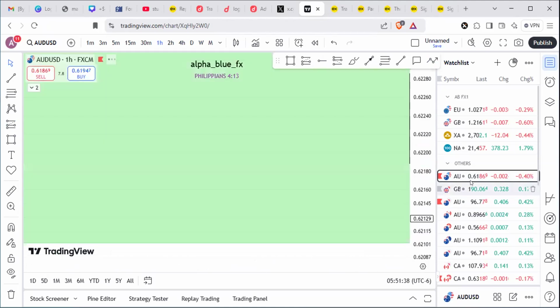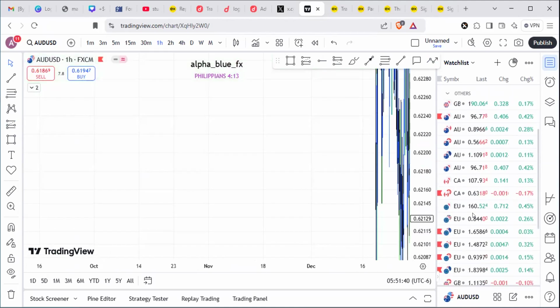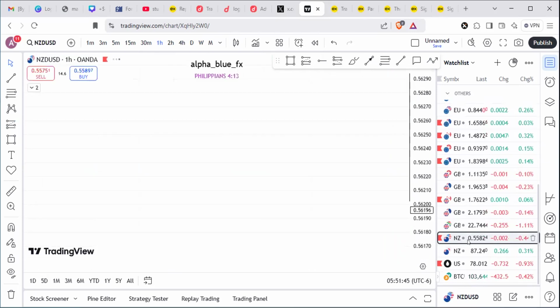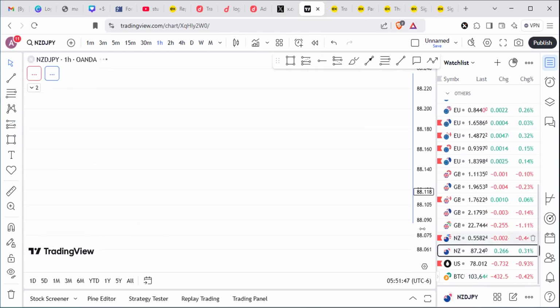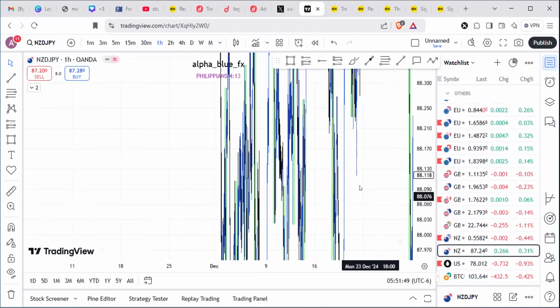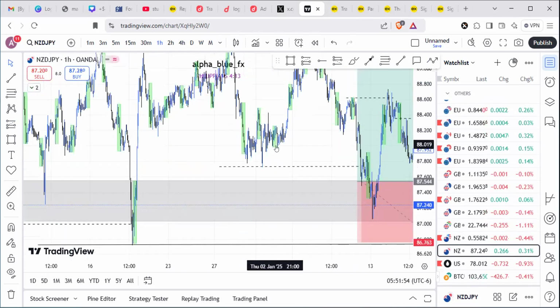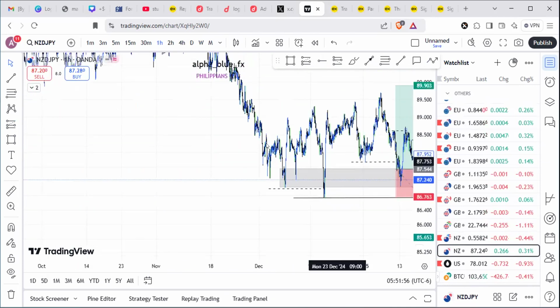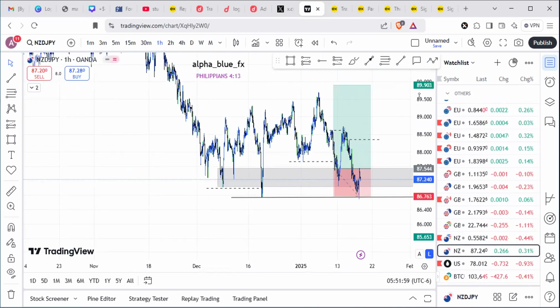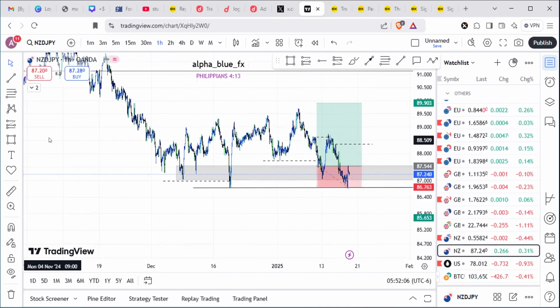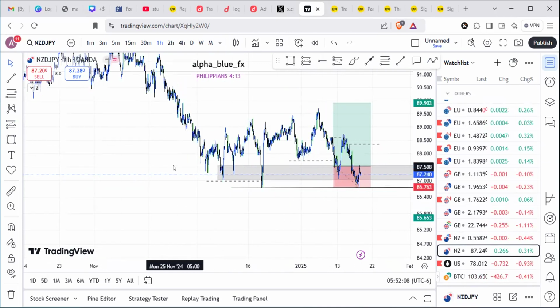So what did I take during the week? NZDJPY. So let's look at NZDJPY. This was the first trade I took, NZDJPY. So NZDJPY ended as a break-even trade. And that was one of the reasons why I just told you that it's best to look for sells in bearish structure and buys in bullish structure.